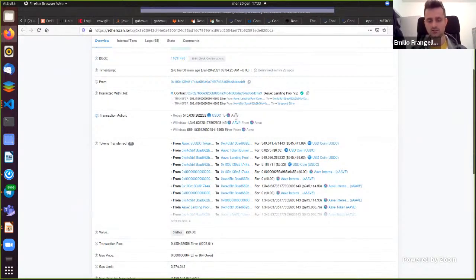Etherscan is still not updated to show the Aave v1 and Aave v2 actions. It shows Aave, but Aave here is Aave v1. So the flash loan was from Aave v2. It repaid the position of the user of 540,000 USDC on Aave v1. Then still within the flash loan, we draw the whole collateral: 1,346 Aave and 689 Ether from Aave v1.